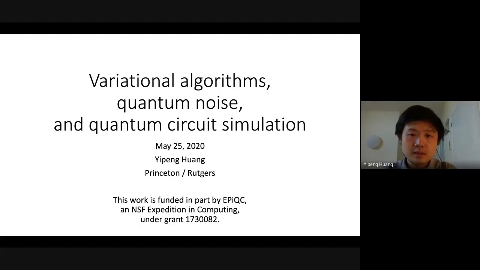techniques. And I should point out that Leah introduced me as a professor at Rutgers. So I'm currently a postdoc at Princeton, and I'll be joining the Rutgers faculty in the fall.